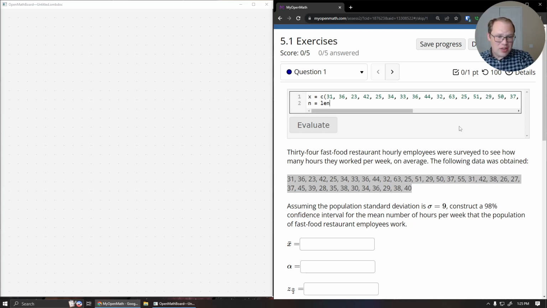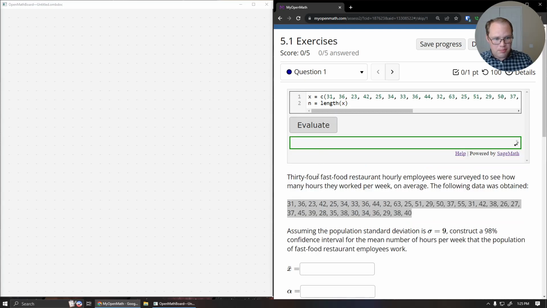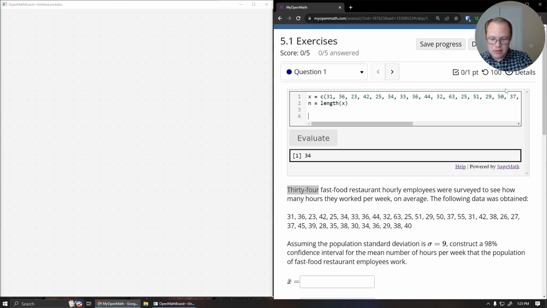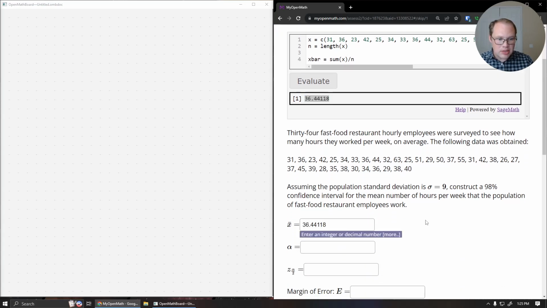And then I calculate the mean of this data like I usually do. I first calculate the length. That should be 34 because that's how many people it says we've surveyed here, and indeed it is 34. Then to calculate the mean, I add up all my data and I divide by how many data points we have. So the mean, the point estimate of the population mean, is 36.44118. That's my sample mean.